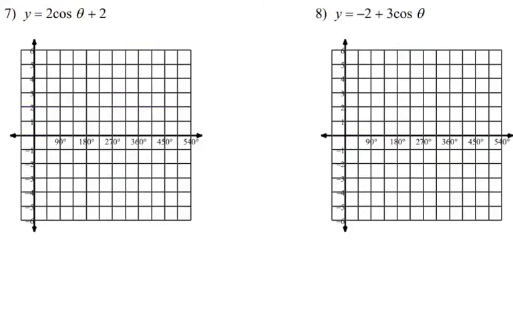Alright, same type of stuff. Amplitude of 2, midline shift of 2, and period of 2 pi. So my shift is up, my midline is right here, which means at 90 degrees and at 270 degrees, my points are on there. My amplitude is 2, so from the midline I'm going up 2 to start off, then down, and then at 180 down 2, and then at 360 back up. It looks just like that.